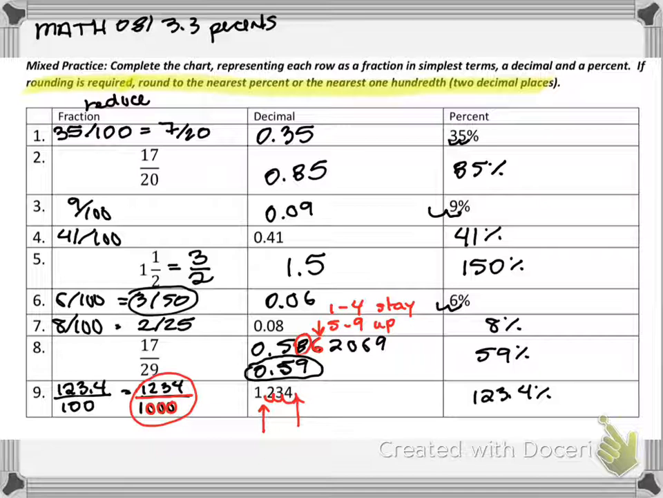Now, unfortunately, you might notice here that both 1,234 and 1,000, oh no, they're both even numbers. That's unfortunate. So I actually have to divide both the top and the bottom number by 2. And when we do that, we get 617 over 500. Okay, so I think that is as reduced as we can get it. So this would be our final answer. Okay.